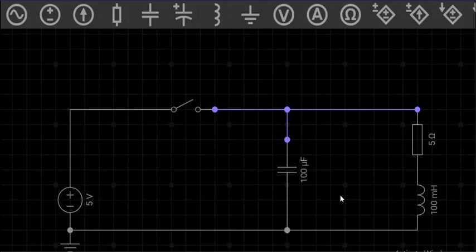Let us study the behavior of parallel LC circuit. We have taken a capacitor of 100 microfarads and an inductor of 100 millihenry. The resistance of inductor is 5 ohm, and for representing inductor resistance, we have considered 5 ohm resistance in series with this inductor. This one. Let us simulate this circuit to study its behavior.